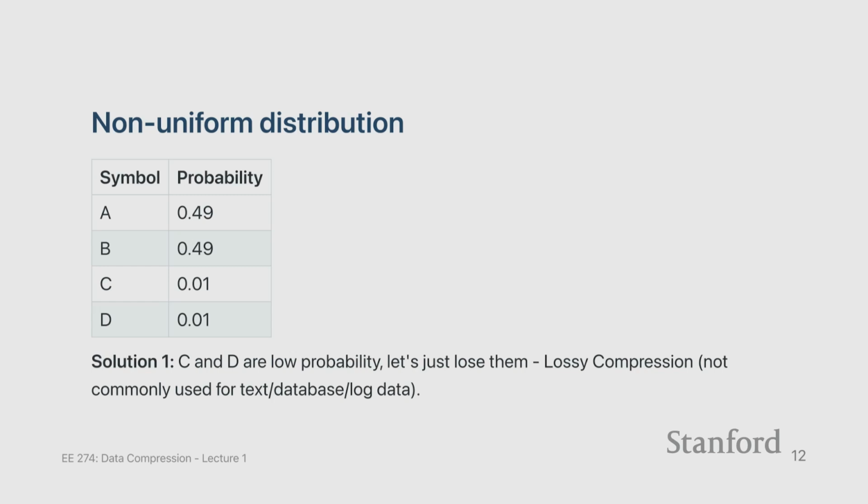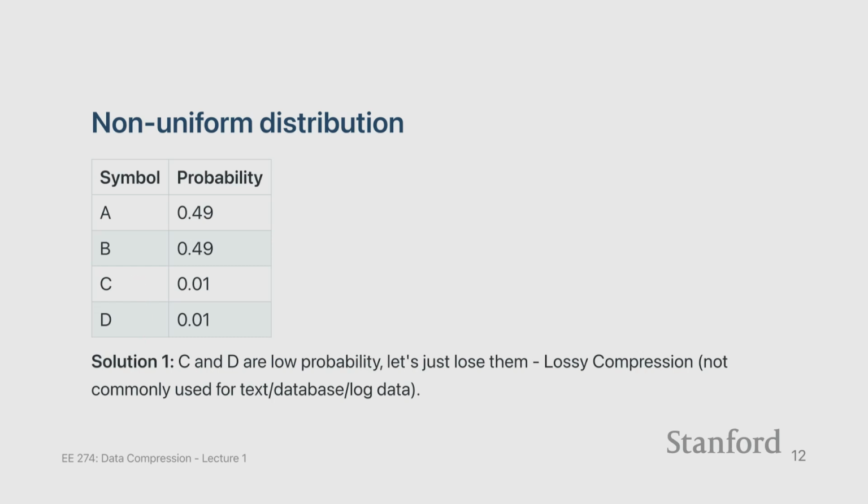But usually for text or logs or databases or PDF files, you don't want to lose any bit at all. It has to be lossless. That's the traditional way people do it. Maybe things will change. But lossless compression is important, not only because the application demands it, but also because lossy compression is often built on top of lossless compressors. So the first half of the course will provide the foundation for the second half. So we do want to losslessly compress it. We don't want to lose the C's and the D's, right?